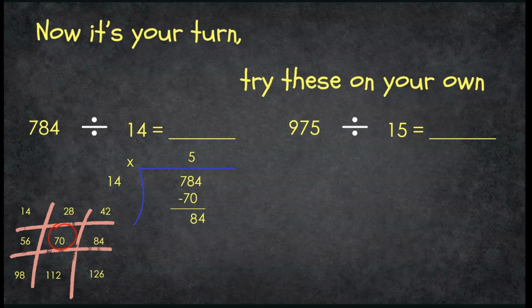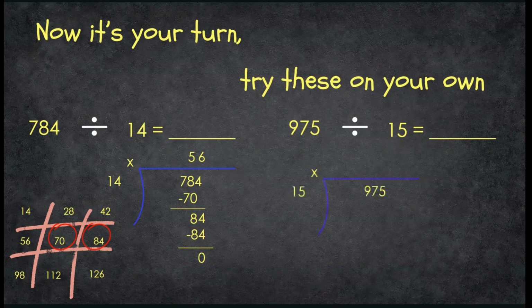We dropped down the 4. So now 84. How many groups of 14 go into 84? I see that's on my hashtag in the 6th position. So I write a 6 in the quotient above the ones. 14 times 6 is 84. I subtracted it out, and I had a remainder of 0. So hopefully in that first problem, you got a quotient of 56.